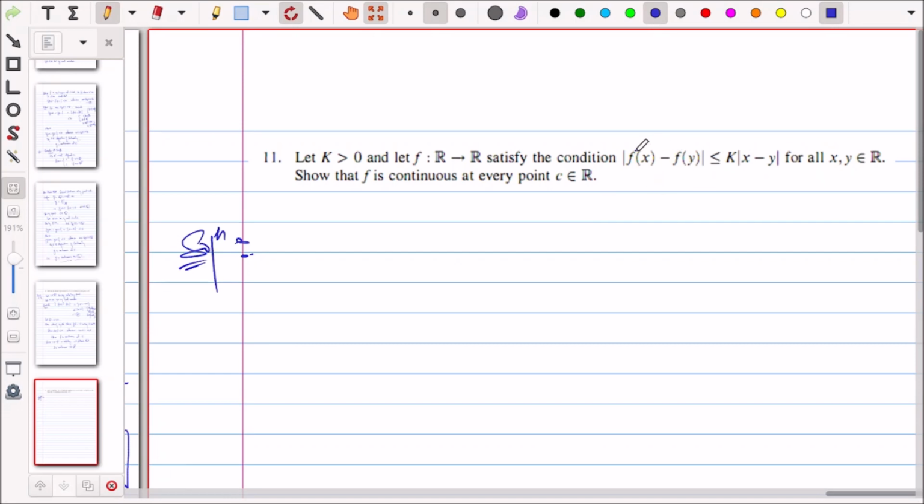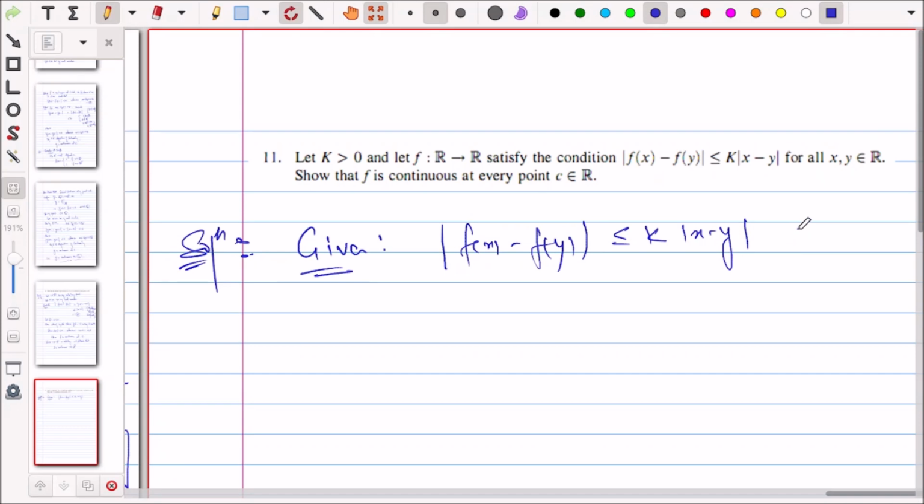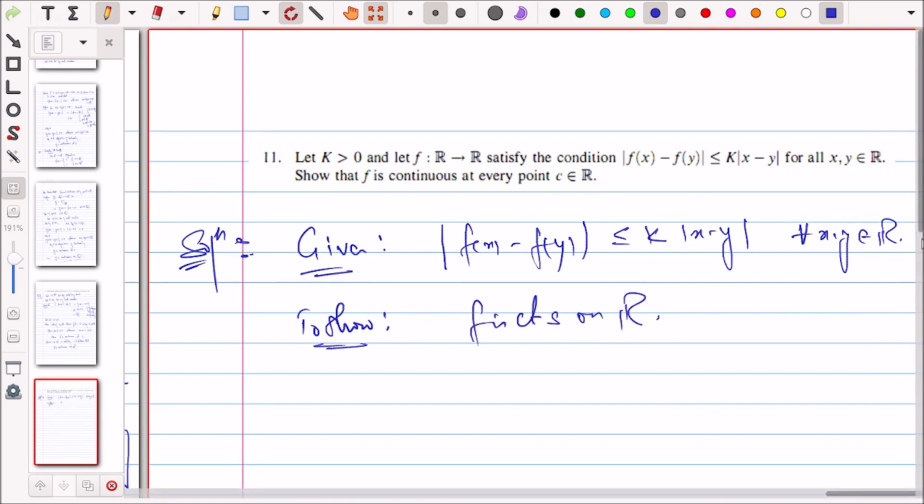So you are given this condition, |f(x) - f(y)|, this is called the Lipschitz condition, which you will study when you study uniform continuity. So for now let us take this as a condition only. So |f(x) - f(y)| ≤ k|x - y| for every x, y belonging to R. This we are given. To show: f is continuous on R, so we have to show that f is continuous at every point in R.